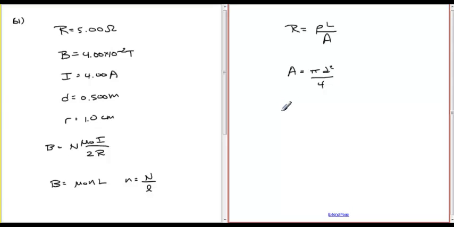Let me think. We also have the relationship that the length of the wire, since it's wrapped around a core, is equal to the circumference, 2 pi r, times the number of turns. So I think you would be able to back out. Let me just stop and think about this for a second, and make sure I know what I'm doing before I start talking.